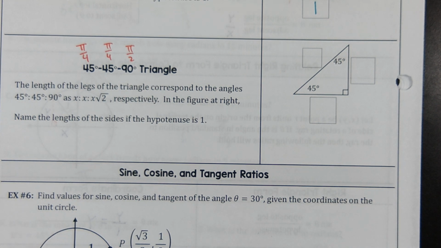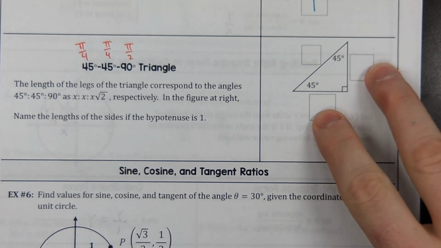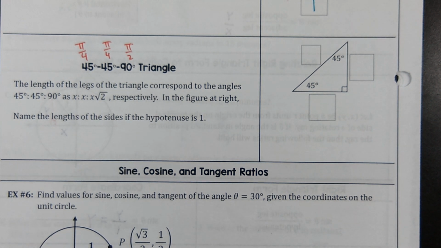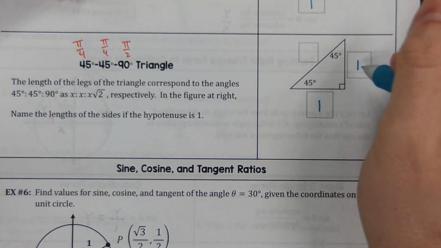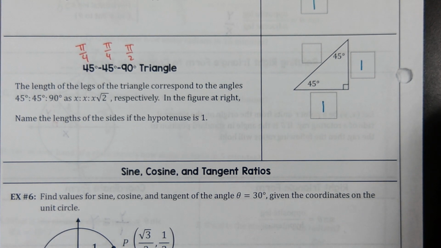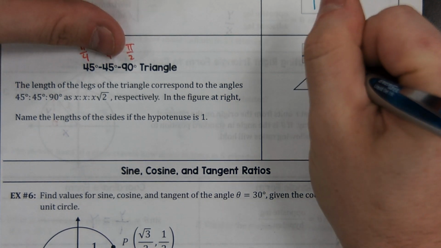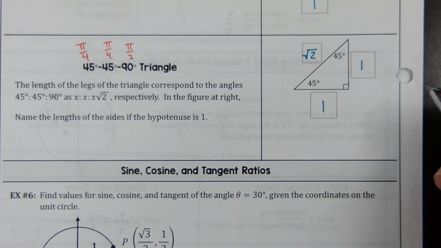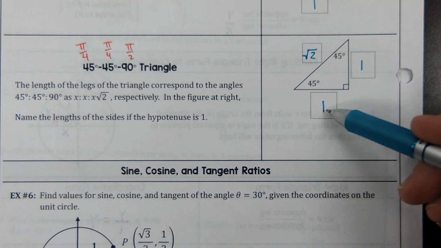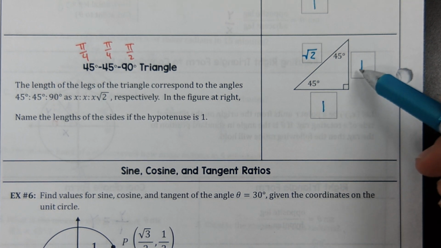Isosceles. That means these two sides are the same length. We pick a length that's easy and convenient to work with, like 1. In a 45, 45, 90 triangle, the hypotenuse is always side times root 2. Ta-da! So if this side was 8, and that was 8, this would be 8 root 2.